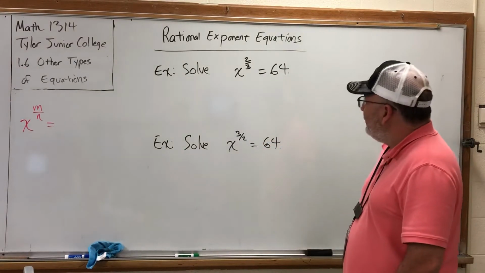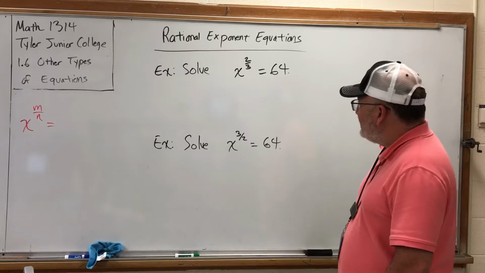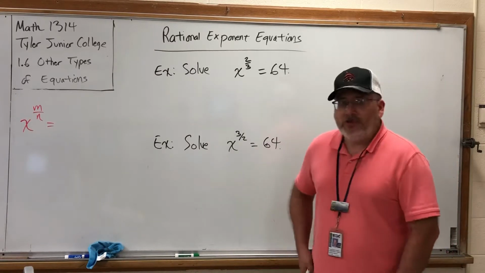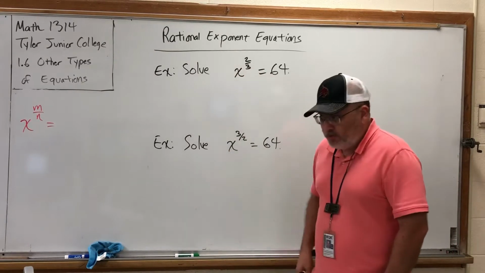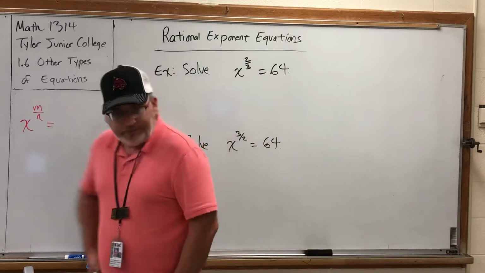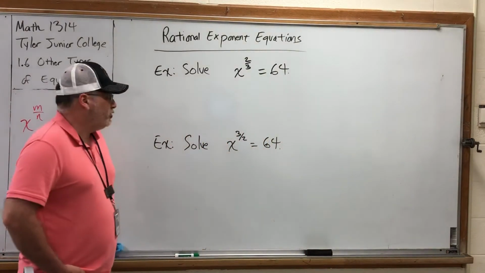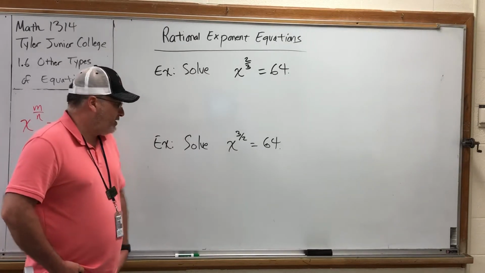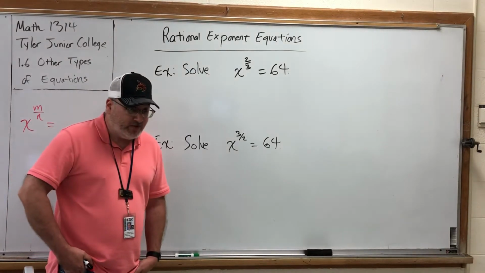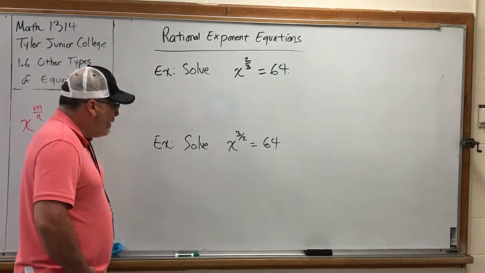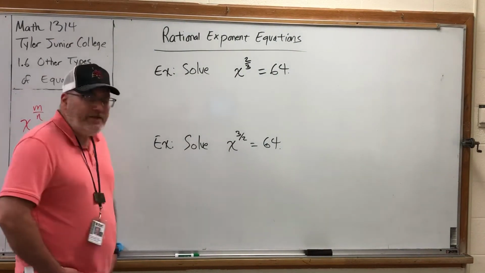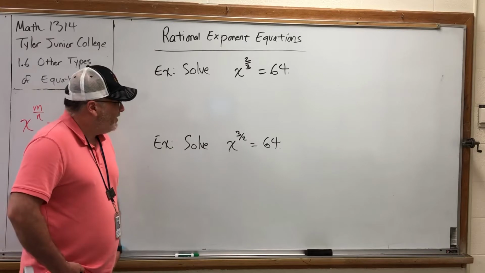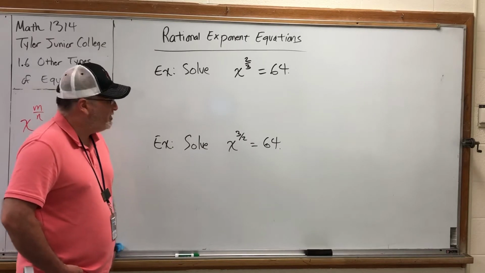In this type of equation, we're going to have exponents that are rational numbers, hence the name rational exponent equations. For example, we're going to solve x to the 2/3 power equals 64. And we're also going to solve x to the 3/2 power equals 64. But how do we solve either? And what the heck do these rational exponents even mean?